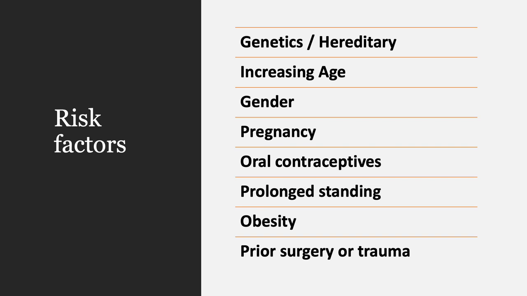Pregnancy, oral contraceptives. In pregnancy and oral contraceptives, the progesterone hormone will relax the smooth muscles of the veins, leading to dilatation and varicose veins. Prolonged standing or sitting, obesity, prior surgery or trauma.